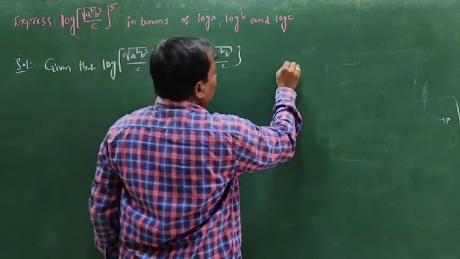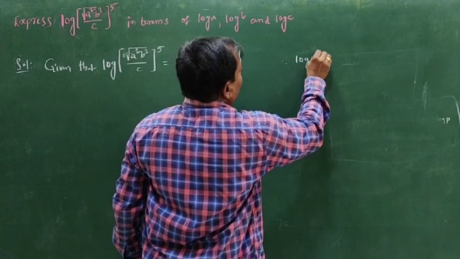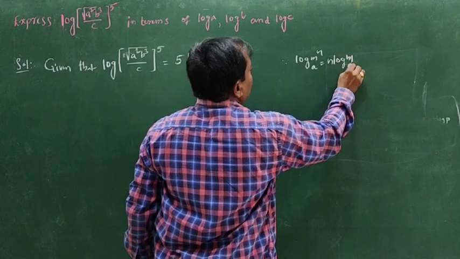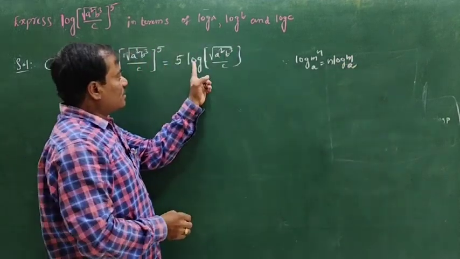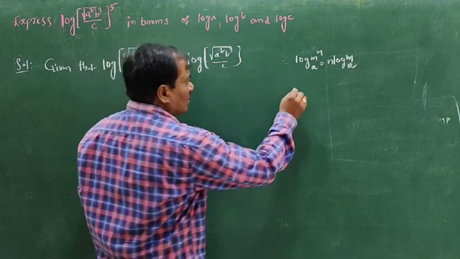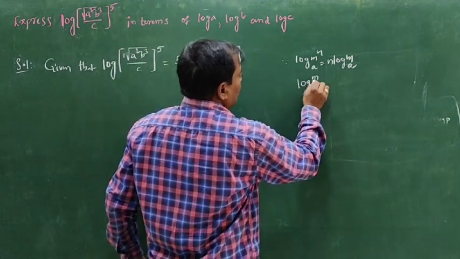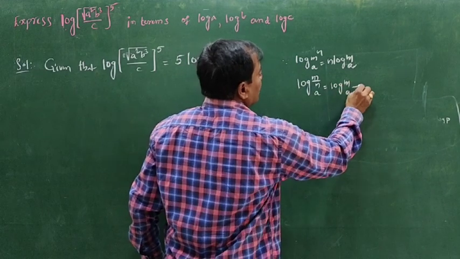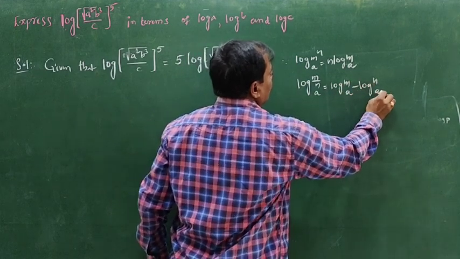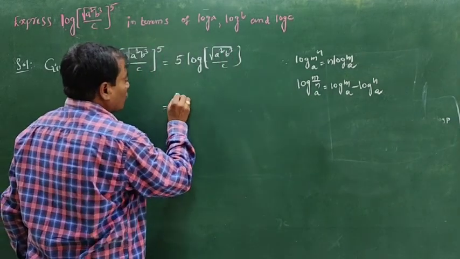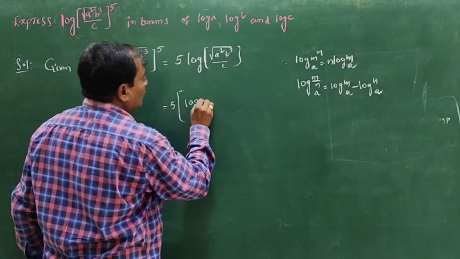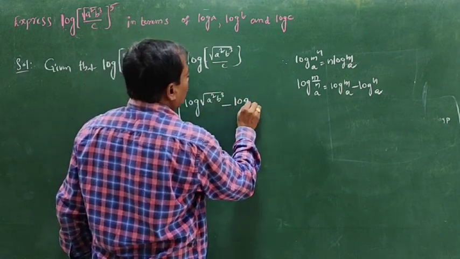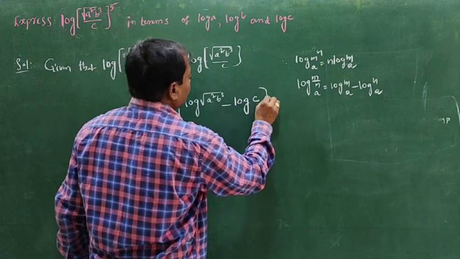Here we use this property: log m to the power of n to the base a equals n times log m to the base a. And here this is in the form of log m by n. Log m by n to the base a equals log m to the base a minus log n to the base a. So therefore 5 times log of the square root of a square b cube minus log c.